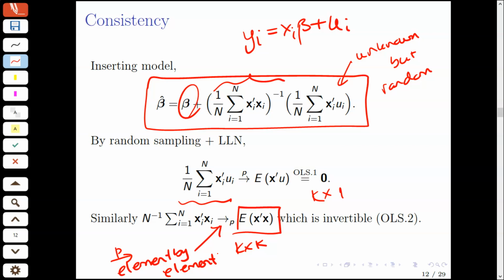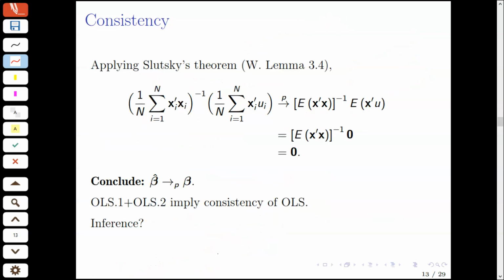All right. Having established this convergence in probability to the expected outer product of the regressor vectors, we can apply Slutsky's theorem, which you may encounter in Wooldridge chapter 3, to argue that when the first part here converges in probability to E of x prime x, and the second also converges in probability, but now to the E of x prime u, sorry, then the product also converges in probability to the product of their limits.